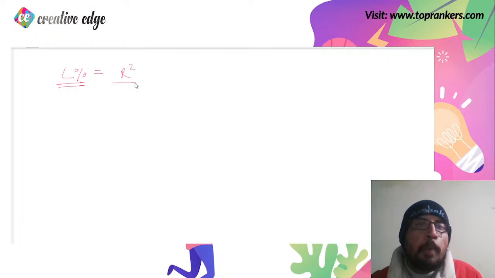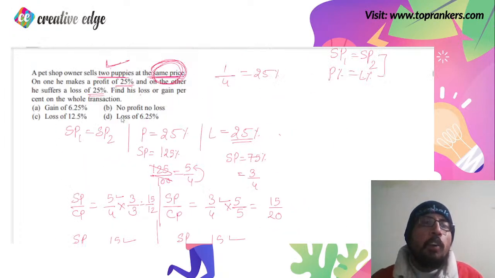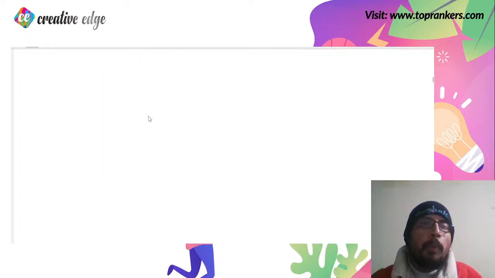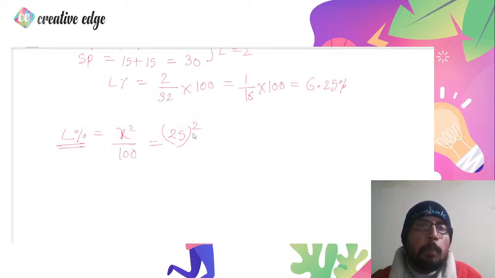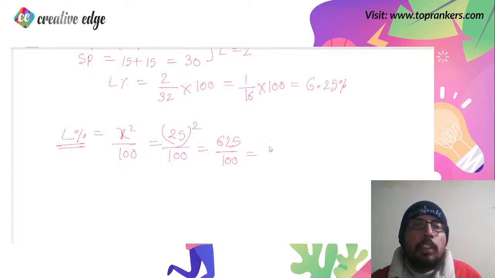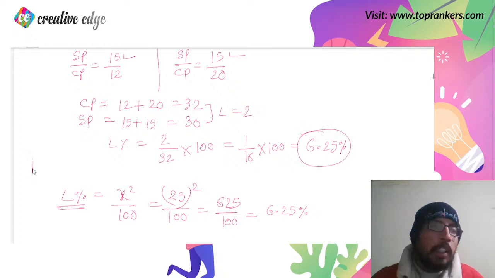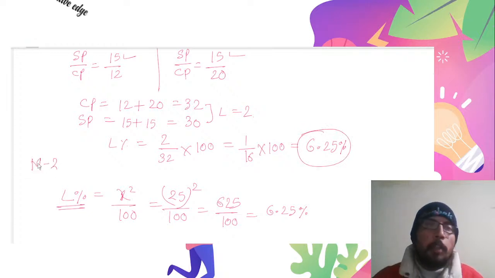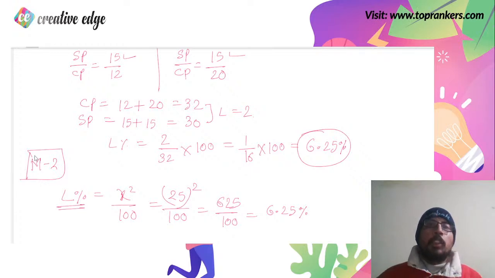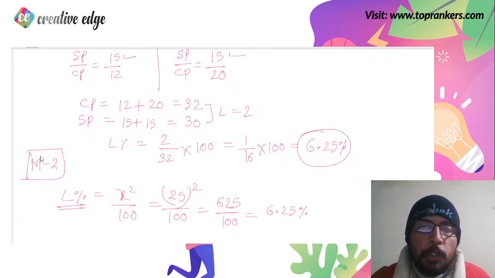Now, in this case, you will always be observing a loss, and this loss is calculated by X square upon 100. What is X here? X here is the percentage of profit or loss. So the value is 25 to the power 2 upon 100, that is 625 upon 100, that is 6.25% loss, which we had got here as well. This is method 2, or you can say the shortcut method. So I hope you have understood this question.